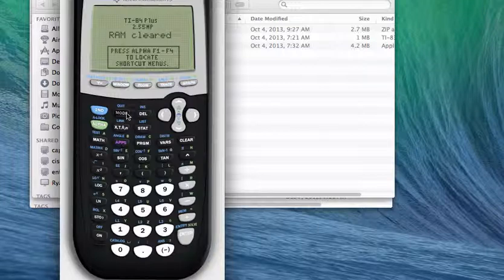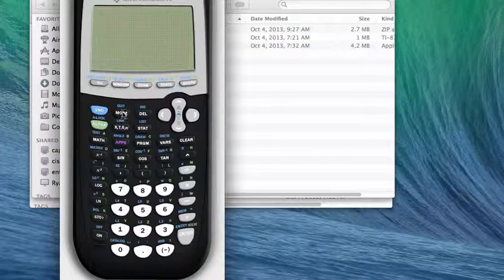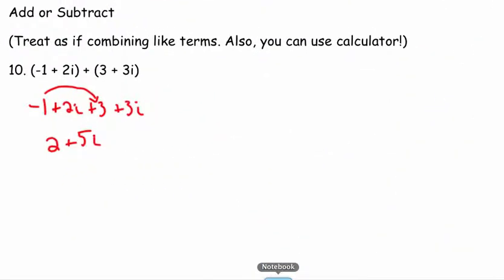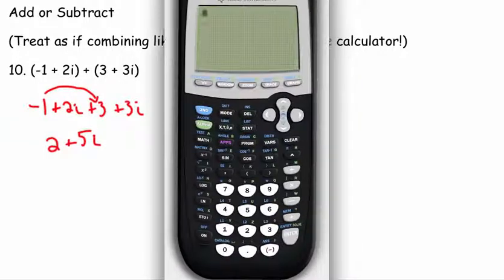You have to go into the mode and tell it that you want it to do complex numbers. So we got to go down here, switch this over and hit enter. Now the calculator will work with complex numbers. So I'm going to type in what I had in my smart notebook, which was negative 1 plus 2i plus 3 plus 3i. So if I scoot this over, I can see both at the same time.